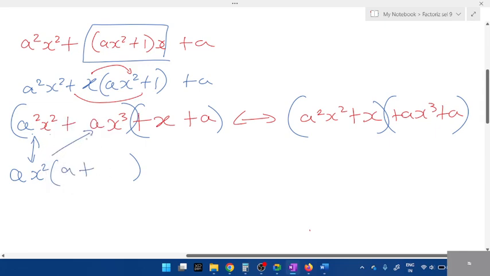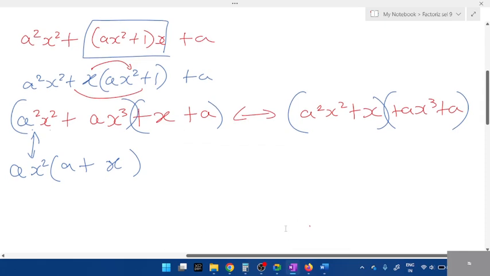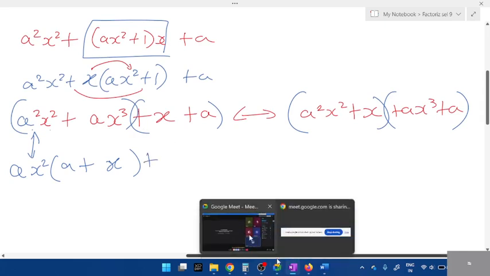Plus, divide these two. Which one gets cancelled? 3 minus 2 is x to the power of 1. Next, in the second one, is anything common for x and a? No. So when nothing is common, take the first sign. Take 1, students. Always take 1.